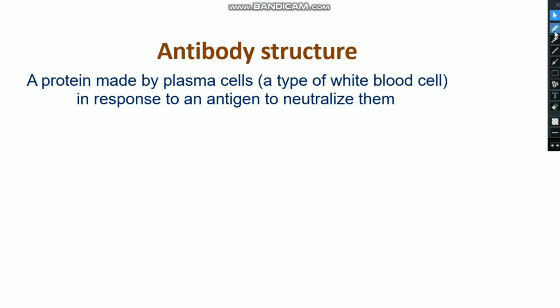So let me draw a picture here. We know there are a lot of immune cells. There is a special kind of immune cell, the B cells. B cells have some surface receptor. This surface receptor is the B cell receptor. So this is the surface receptor, let's assume that.